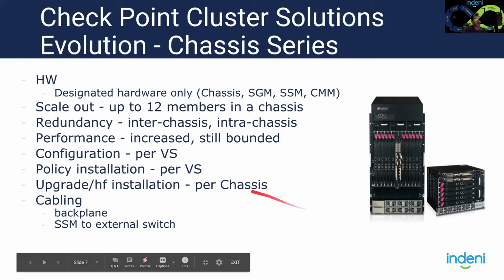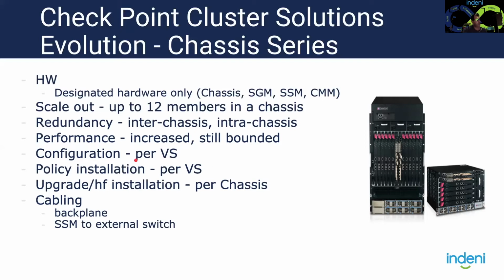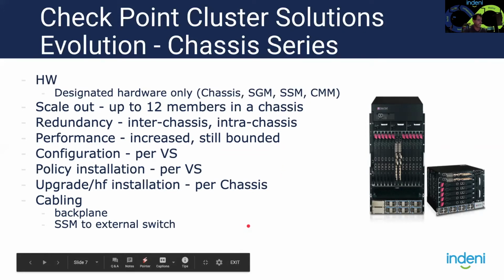Configuration. This is an improvement from cluster XL. Configuration is per VS. So even if you have 12 members or 24 members, you do a configuration once. For each virtual system, you do a policy installation once. This is a dramatic improvement. Upgrade and hotfix installation, you do once per chassis. So it's gradual, you do it chassis by chassis. So we have redundancy for the setup, but you don't do it on each member, which would take like 24 operations, which is a pretty high level of maintenance work. It can take days, I guess.